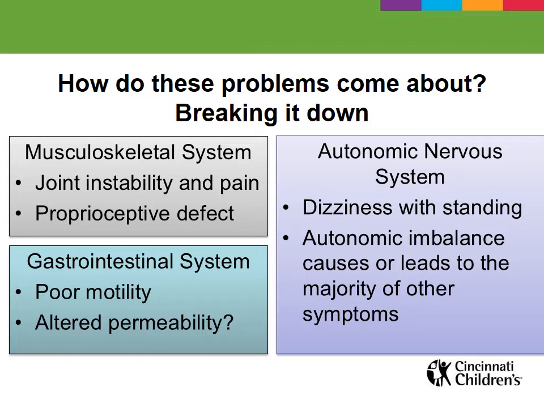And this is manifest and most recognizable by the finding or symptom of dizziness with standing. And dizziness does not mean vertigo in this case, but rather more the lightheadedness or the sensation of blacking out. And what we find is when patients begin to have this kind of symptom, we begin to see another problem in that there is an imbalance of the autonomic nervous system. And that imbalance causes or exacerbates the majority of other symptoms that our patients complain about.